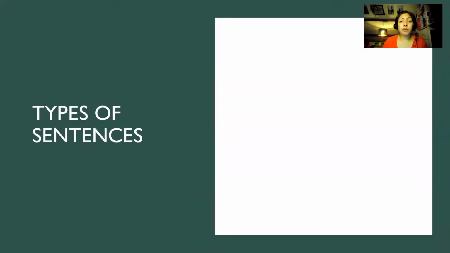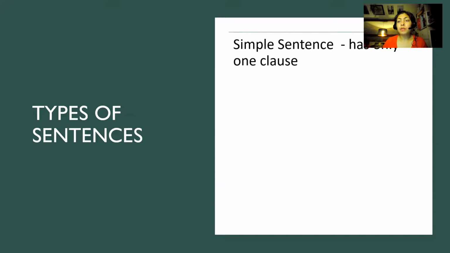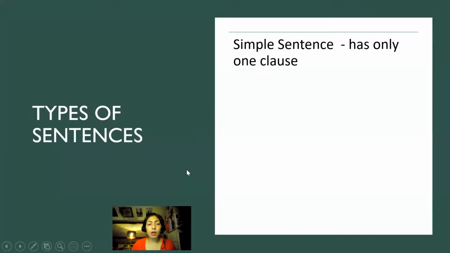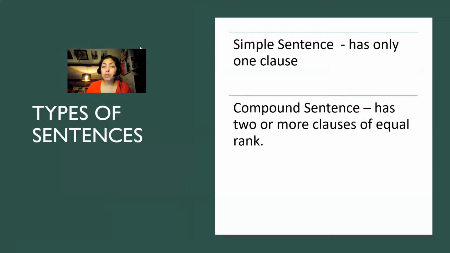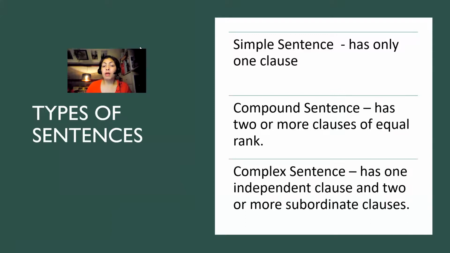Then you need to understand the types of sentences. We have a simple sentence. And remember that a simple sentence has only one clause. I eat. One clause. That's a simple sentence. A compound sentence has two or more clauses of equal rank, which means two or more independent clauses or two or more subordinate clauses. That's a compound sentence. A complex sentence has one independent clause and two or more subordinate clauses.